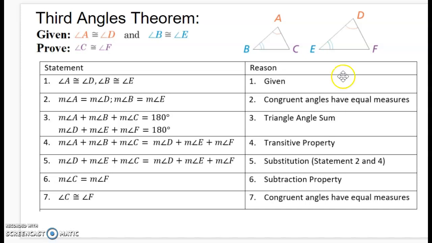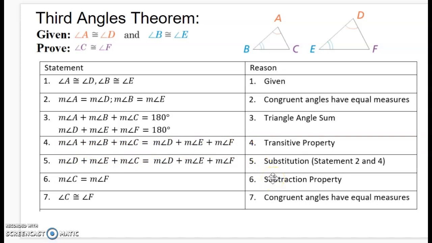Then I know that angle A plus B plus C is 180, so is angle D plus E plus F. They're both 180, so they're both equal to the same thing. That means that in my fourth statement, measure A plus measure B plus measure C equals measure D plus measure E plus measure F.